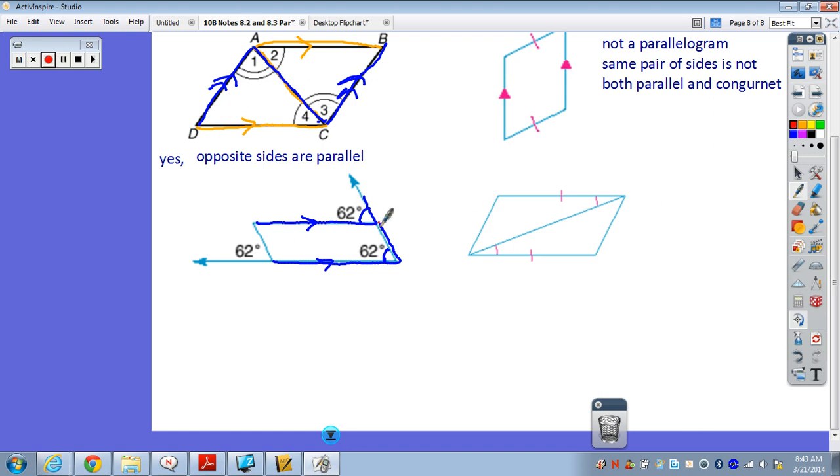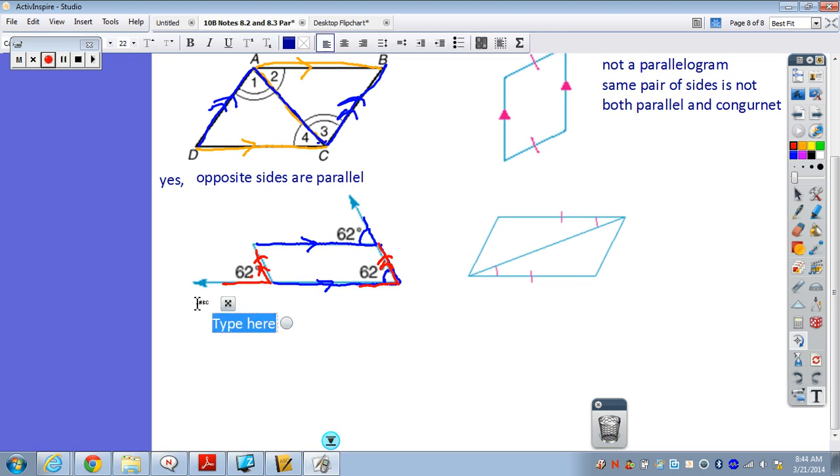I'm going to trace the other 62s, this one and this one. Okay, these are also corresponding angles. They're in the same place. So the sides that they make are the left and right. So these opposite sides are also parallel. So this is a parallelogram. Yes, opposite sides are parallel because of the corresponding angles.